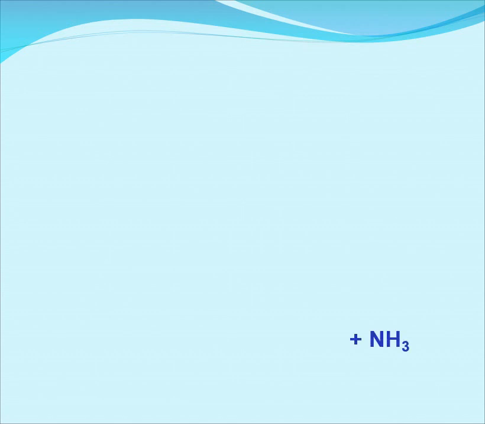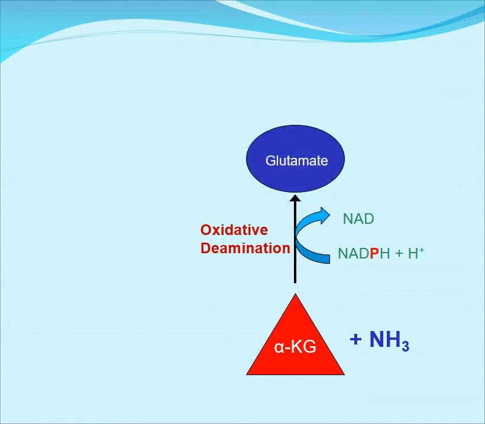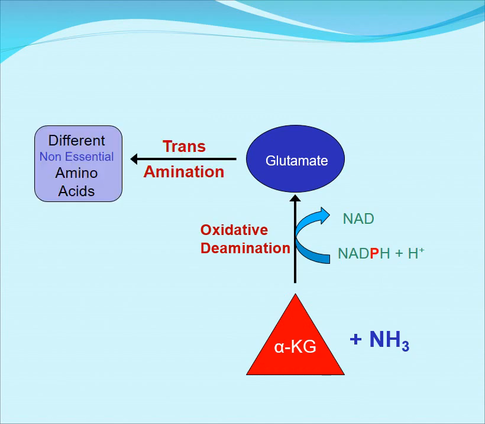The reverse reaction involves the combination of ammonia with alpha-ketoglutarate by the same enzyme, glutamate dehydrogenase, but requires the conversion of NADPH into NADP, and this results in the formation of glutamate. Glutamate by transamination will be converted into different amino acids. Of course, these amino acids are non-essential. We cannot synthesize essential amino acids.